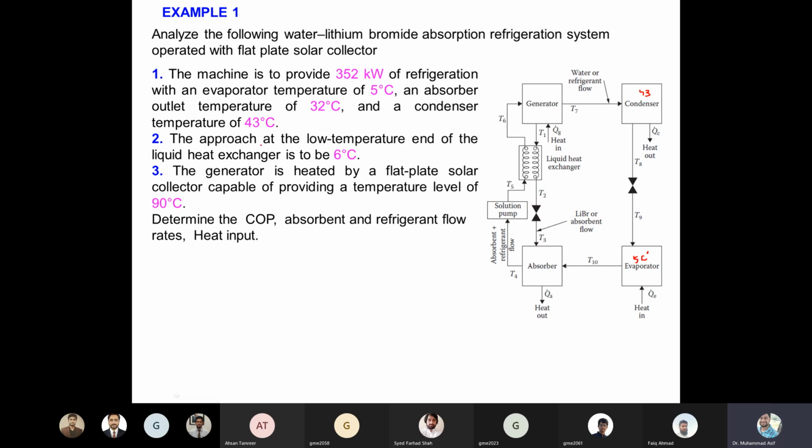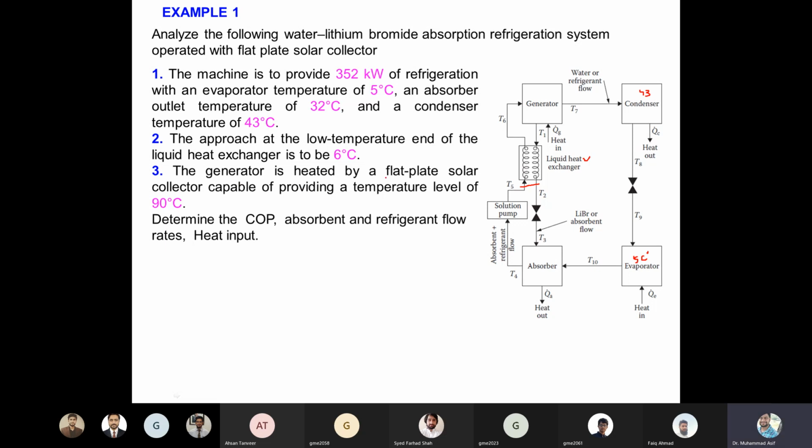Then the approach at the low temperature end of the liquid heat exchanger is to be 6 degrees C. So the approach temperature is given at the low temperature end. So this is a low temperature end and this is a high temperature end. That means this is a liquid heat exchanger as we mentioned in the diagram. You know that the temperature approach in the heat exchanger is the difference of this one, right? So that means this is basically T2 minus T5, right?